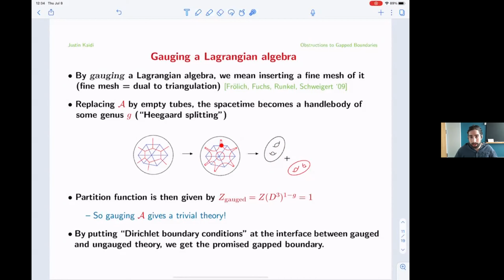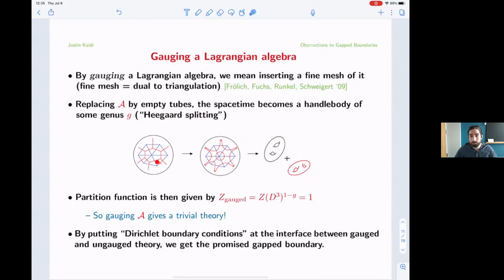Okay, so by replacing this by the empty tubes, I just get a handle body. This splitting into two handle bodies, by the way, is referred to as a Heegaard splitting in math literature. So in any case, I see that the gauged theory's partition function is just the partition function of this handle body. And in fact, this can always be decomposed into a product of disk partition functions.